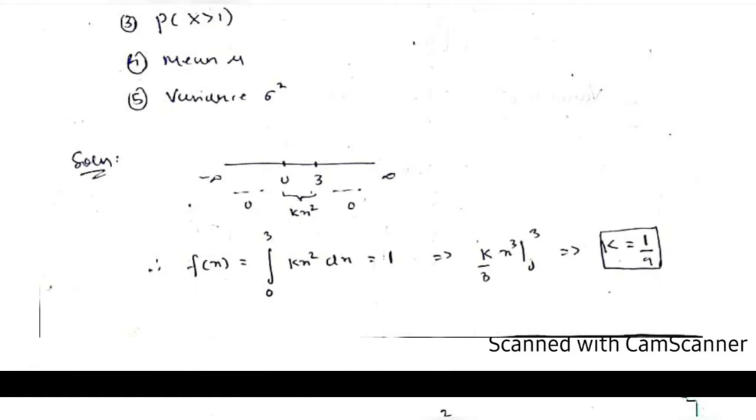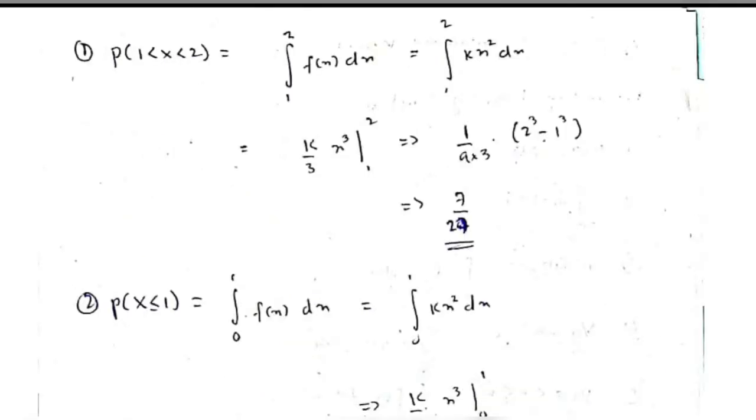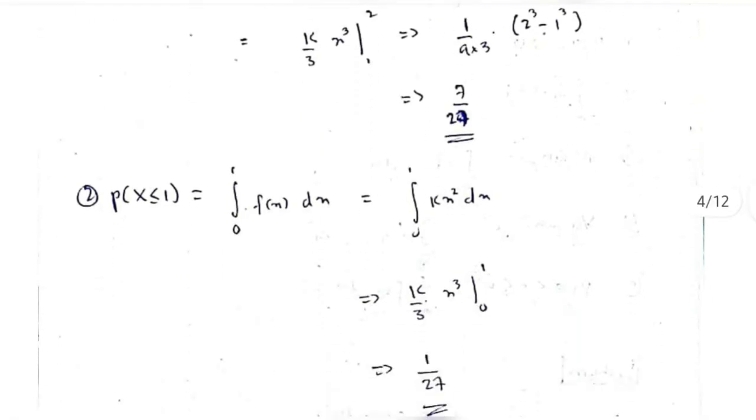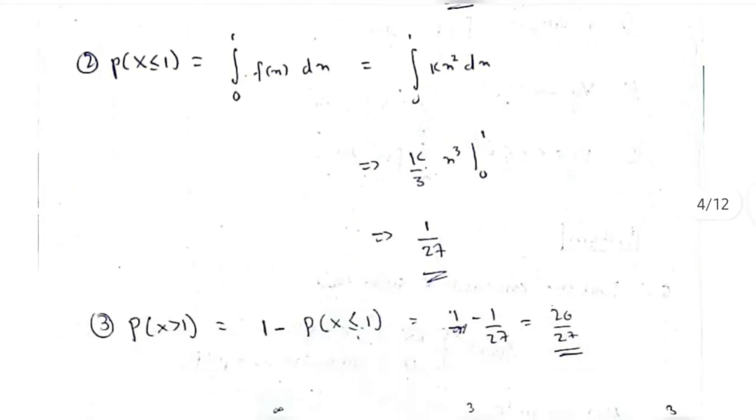After getting the value of k, we will find out the first one, which is the probability of x between 1 and 2. We'll write the limits 1 and 2. The value of f of x is kx square. We know the value of k here, and by finding the integration and applying the limits, you'll get the answer. In the same way, we'll do it for x less than 1 also. X less than 1 means minus infinity to 1, but from minus infinity to 0 it is 0, so we'll just consider 0 to 1. Apply the limits and find out the answer.